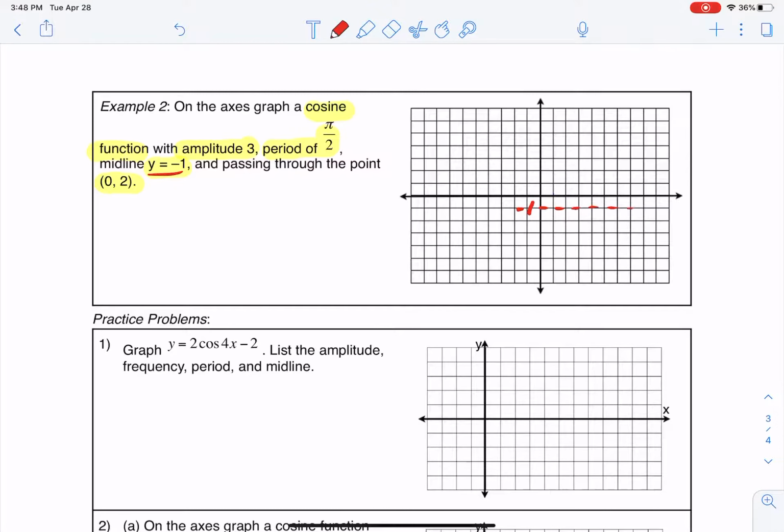I'm just going to do a dashed line for that midline. Now, I know the amplitude is 3, so that means that the highest and the lowest I go are 3 units away from that midline. So I'm just going to count up 3 from -1. Okay, so that's my maximum value.